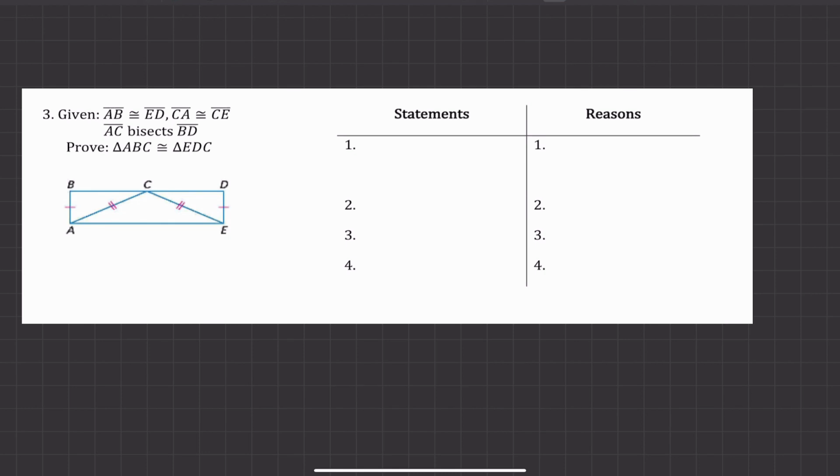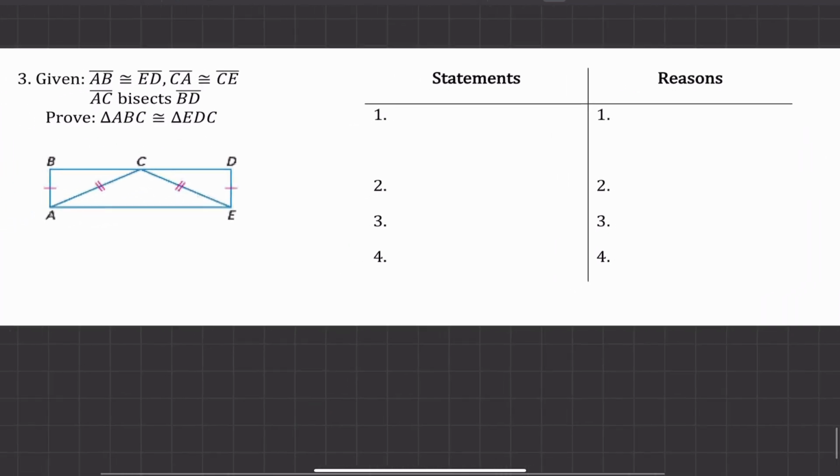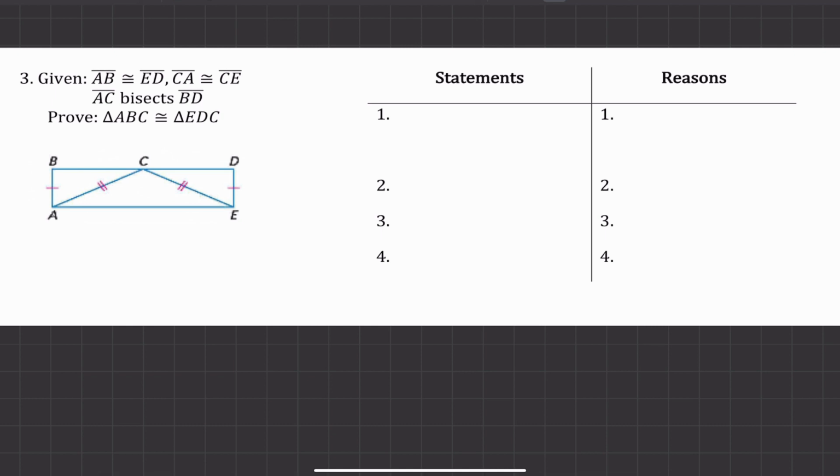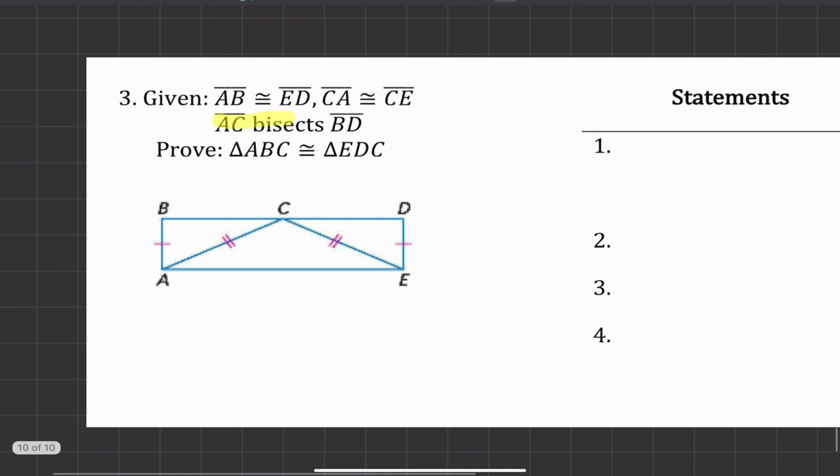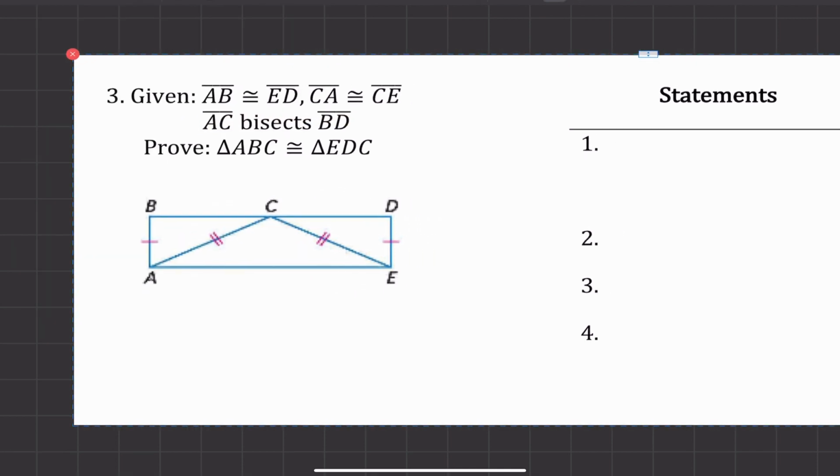Alrighty, so here I'm going to go ahead and show you an example of a proof where you're dealing with a segment bisector. So let's take a look at the given. It says that segment AB is congruent to segment ED, and segment CA is congruent to segment CE, and segment AC bisects segment BD.